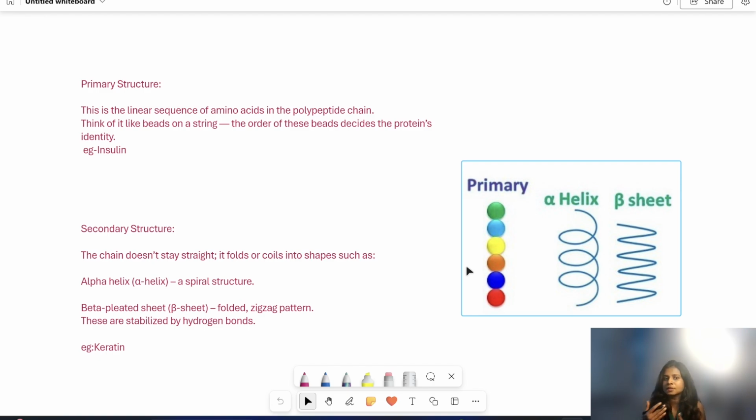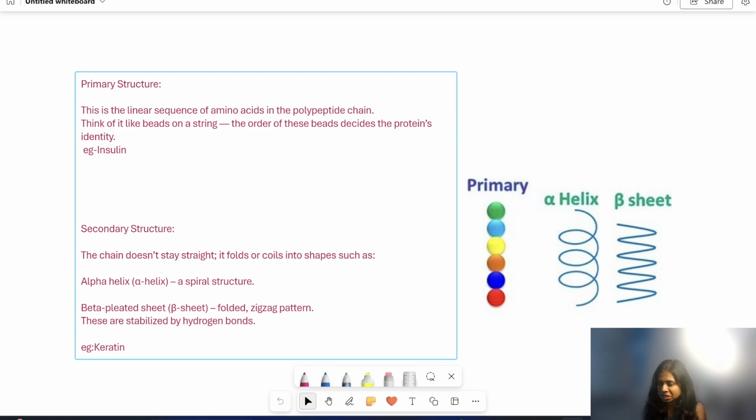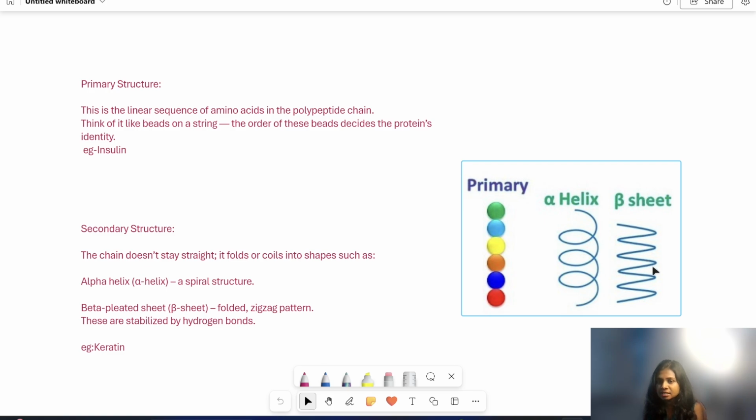Now we'll move to the secondary structure. The chain doesn't stay straight, so it folds and coils into shapes of two types: alpha helix and beta sheets. Alpha helix is a spiral structure, and this is the shape of the alpha helix. The beta pleated sheet folds in a zigzag pattern. These structures are stabilized by hydrogen bonds. Keratin is an example for the secondary structure of proteins.